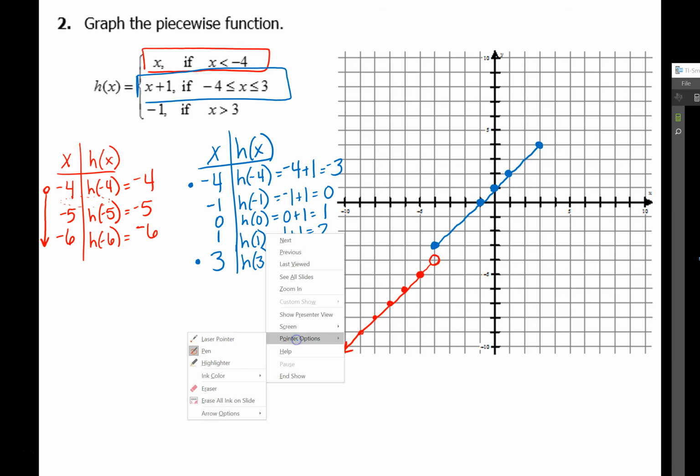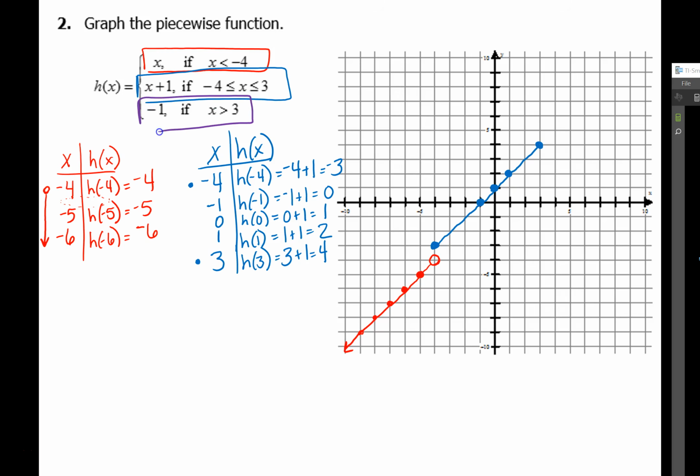Now let's do the last one. I'm going to switch one more time to do this piece here, the last piece. I'm going to pick x's in the domain and plug them into that subfunction for h of x. Now this domain says that x has to be greater than 3. So I'm going to look at 3, but not include it. And then I'm going to look at stuff bigger. So 4, 5, 6. The equation for this says no matter what x I put in, my answer or my y value is going to be -1.